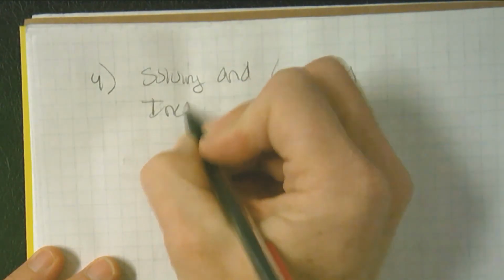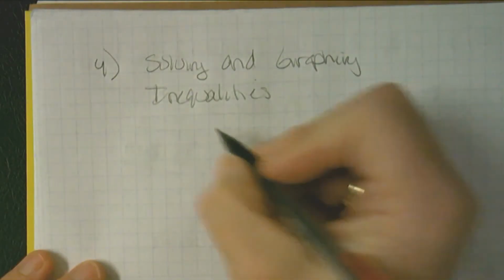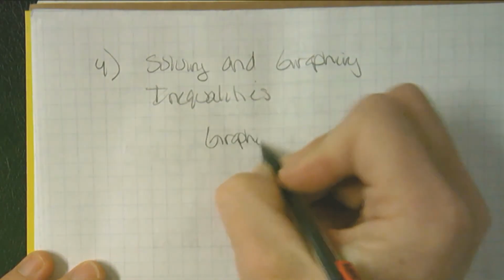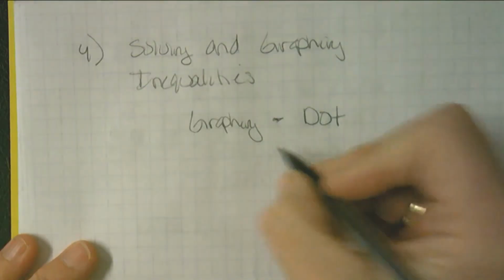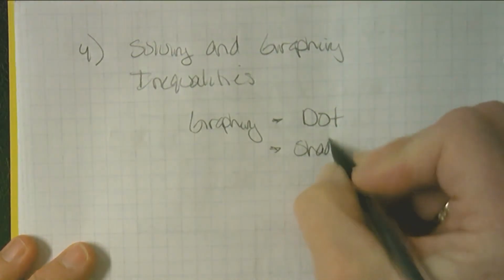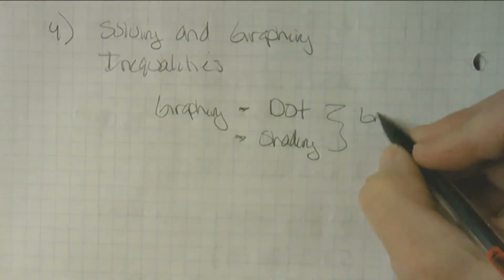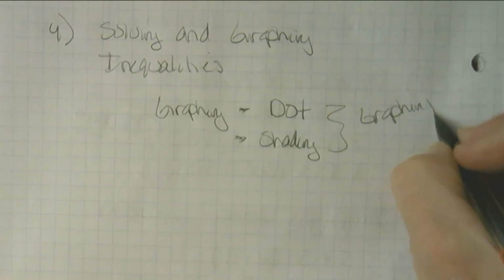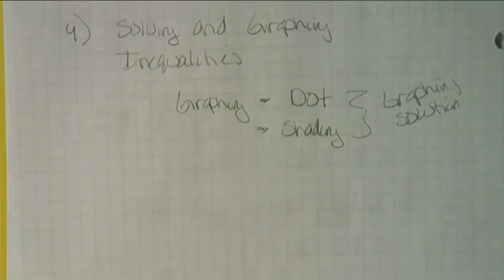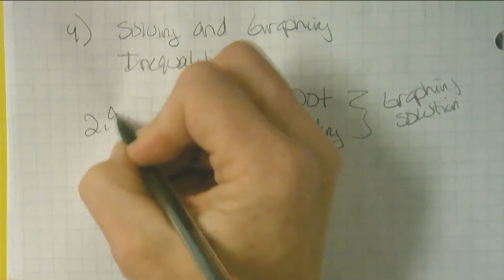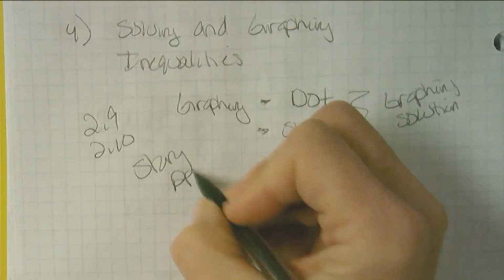inequalities. Remember, when we're graphing, you have to remember the dot, and you have to remember the shading. And what we're graphing is we're graphing the solution. Remember that. All right, this is 2.9 and 2.10. You will have to look at story problems from here.